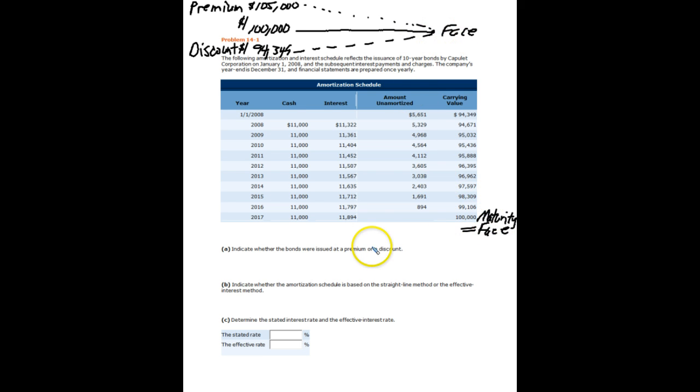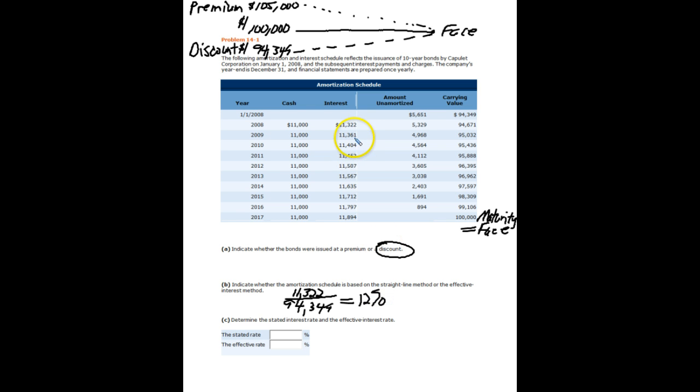So again, we can see that the bonds were issued at a discount here. Is this using the straight line or the effective interest method? So we can go through here and see. If it's the effective interest method, they're taking the $94,349 times a certain interest rate. So let's see if we can solve for that interest rate. So interest of $11,322 out of a balance of $94,349 would give us an interest rate of 12%.